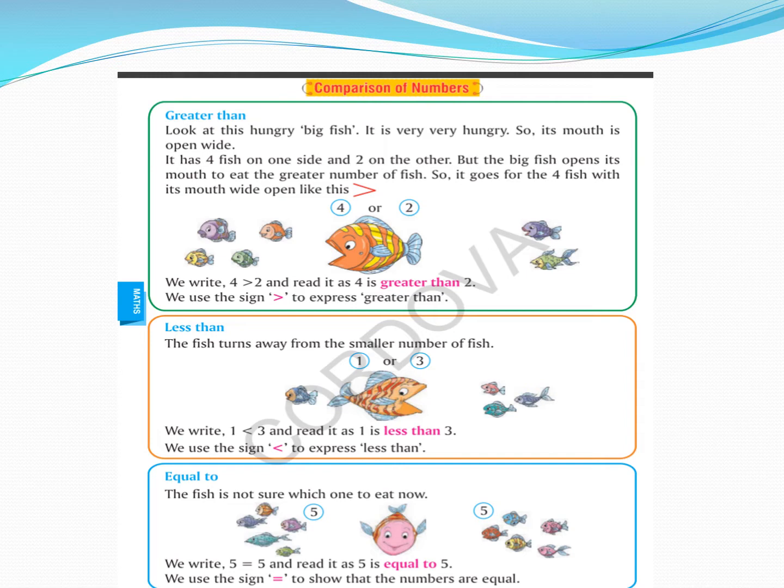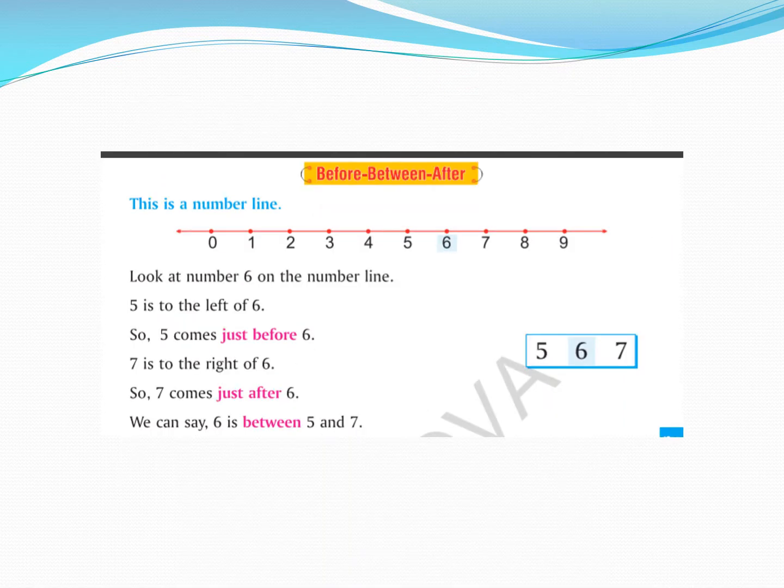Very good. Now in the next example we can see 5 fish on the left side of the big fish and 5 fish on the right side of the big fish. Hence this fish cannot decide which one to eat now. Hence we write 5 is equal to 5. Can you see the sign? Very good. Now we will move to the next slide.